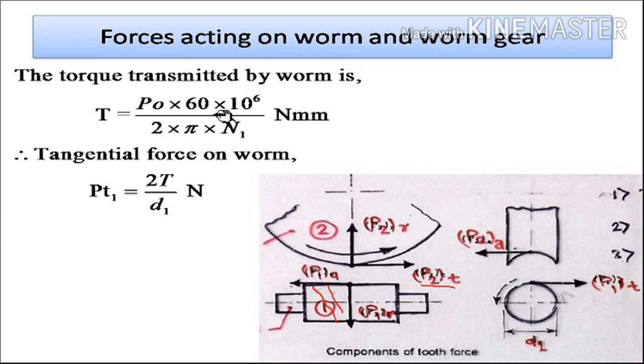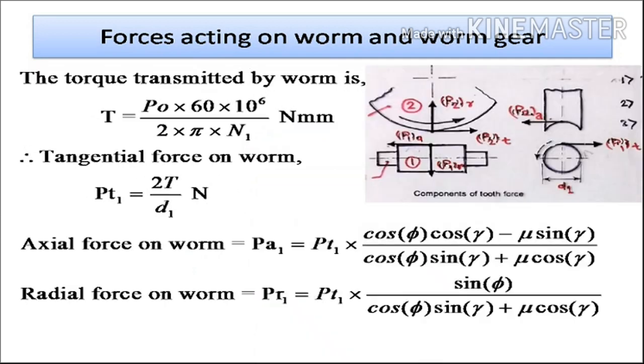To calculate the tangential force on the worm, first of all, we can use the equation of torque, that is P into 60 upon 2 pi n. So power multiplied by 60 multiplied by 10^6 divided by 2 pi n1, where n1 is the rpm of your worm and this is the power at the worm. So I will get the torque in Newton mm, and then the tangential force will be torque divided by the radius of the worm. The worm radius will be the diameter of the worm divided by 2.